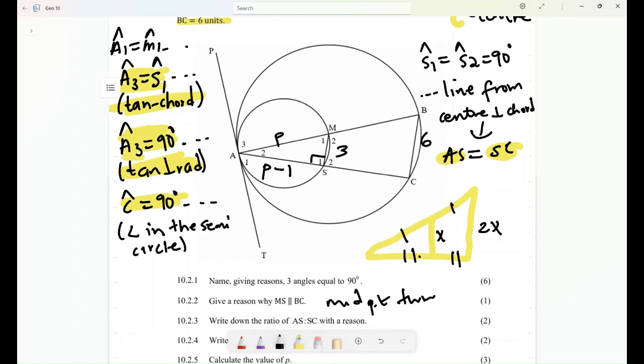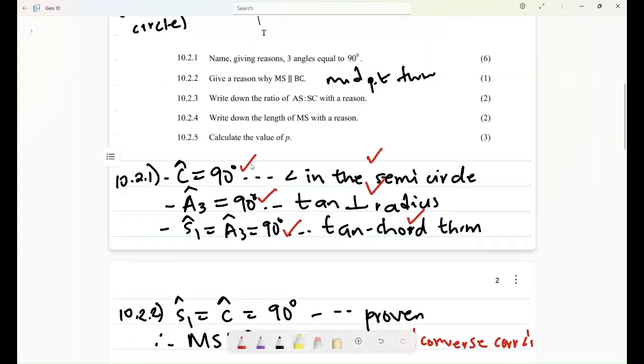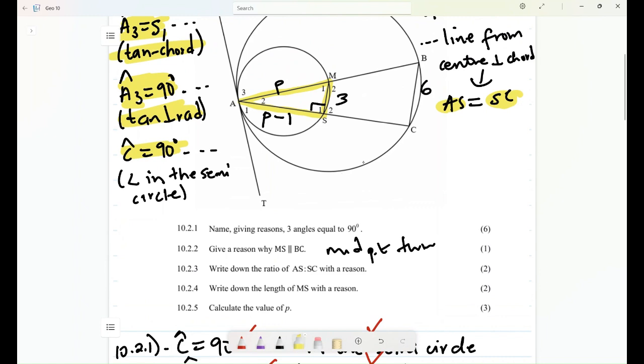It is 3. Do you all agree with me that if I look closely into this small triangle, this is a right-angled triangle? And for a right-angled triangle, I can use the theorem of Pythagoras. Now let's see, 10.2.5. The theorem of Pythagoras says this is the longer side. This is P, this is 3, this is P minus 1, this is 90 degrees.